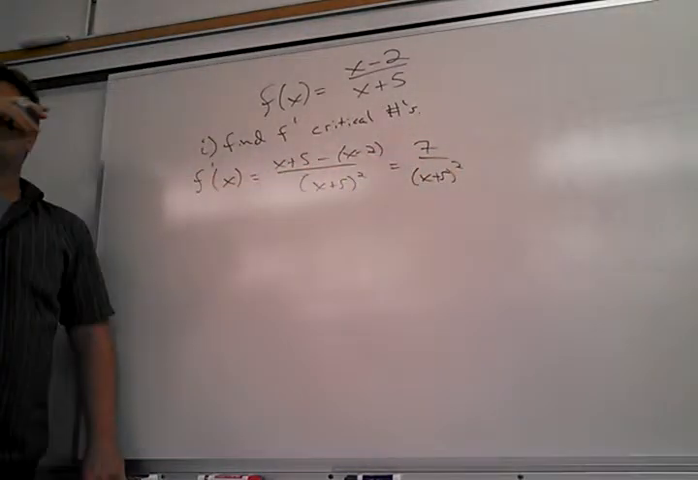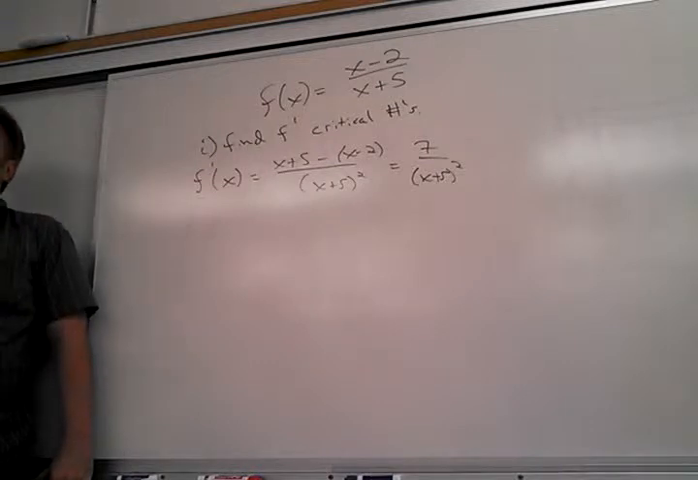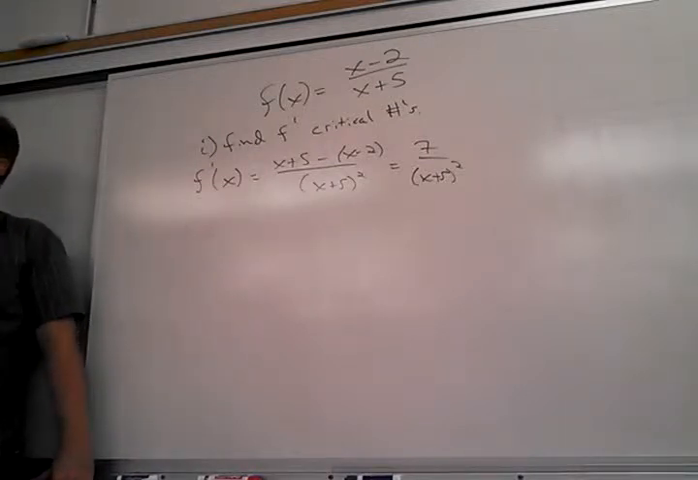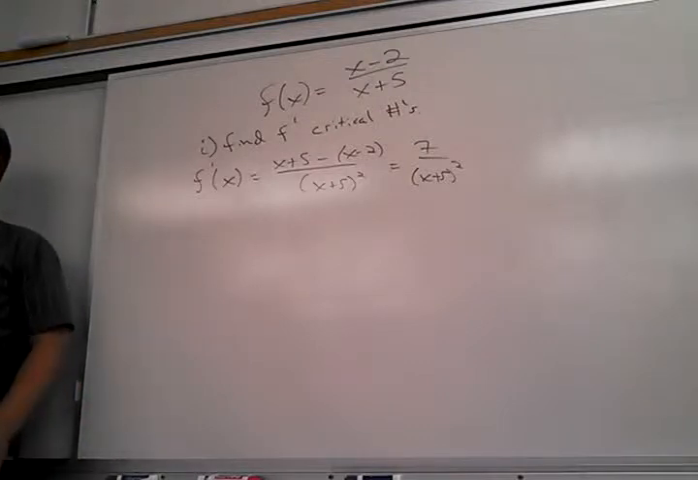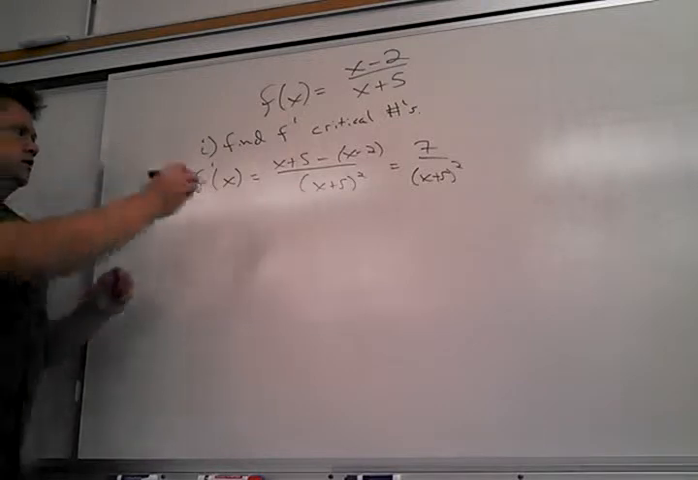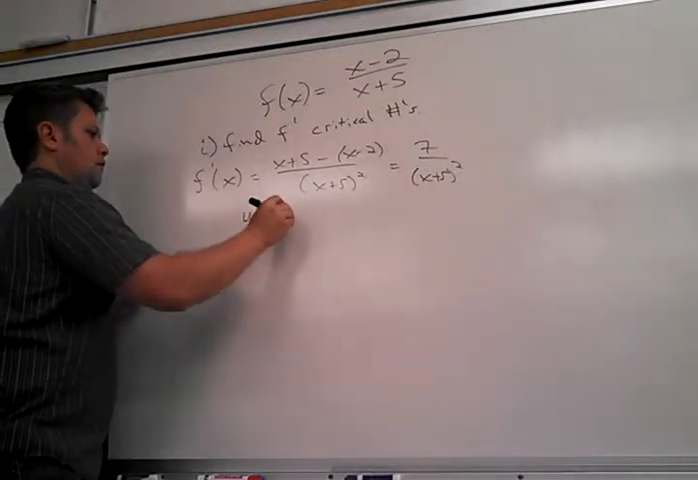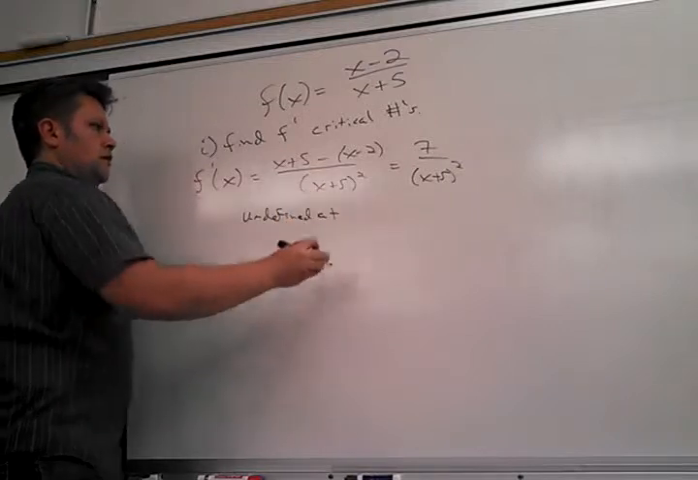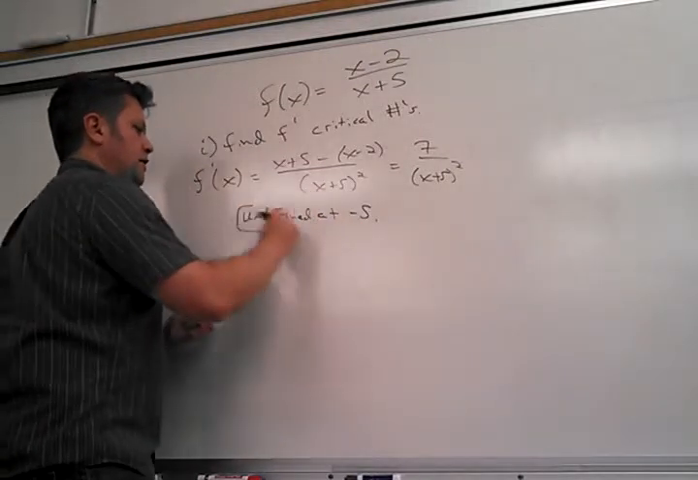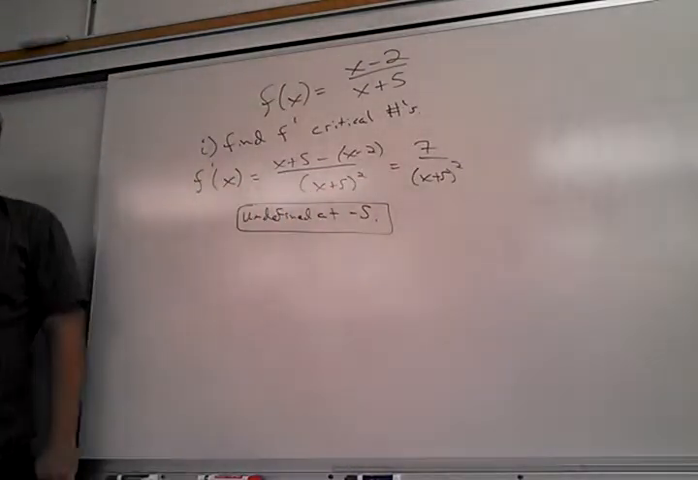Is that ever equal to 0? No, because the only way it can equal 0 is if the top is 0 and the top's always 7. But the other place where you get critical numbers from is also where the first derivative is undefined. So this guy is undefined at -5.